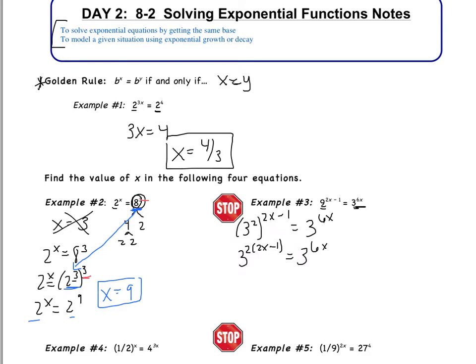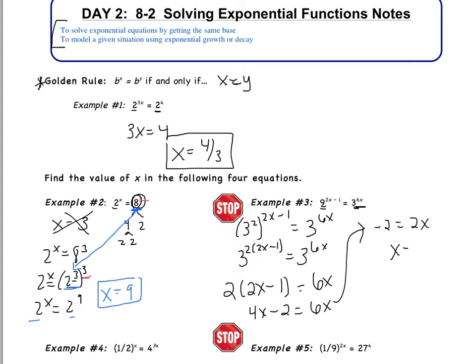Now, my bases are the same. I have 3 and 3, so I can set the exponents equal. So I have 2 multiplied by 2x minus 1 is equal to 6x. If I distribute that 2, I get 4x minus 2 equals 6x. If I subtract 4x, I get negative 2 equals 2x, and x equals negative 1.